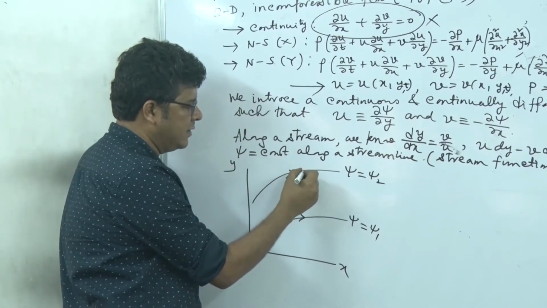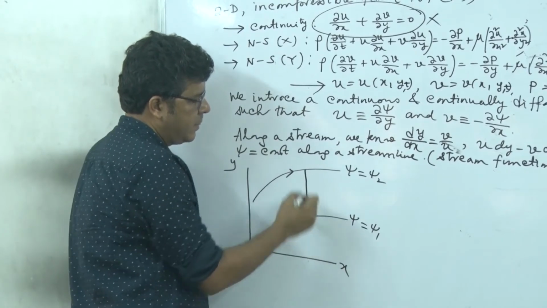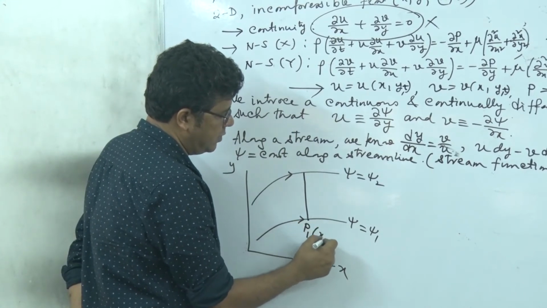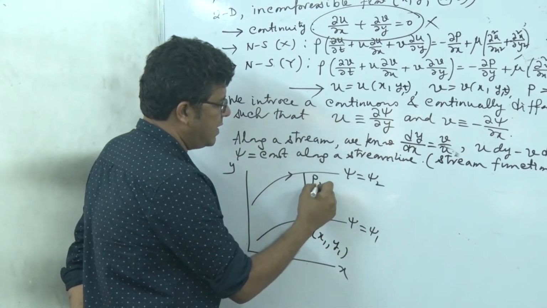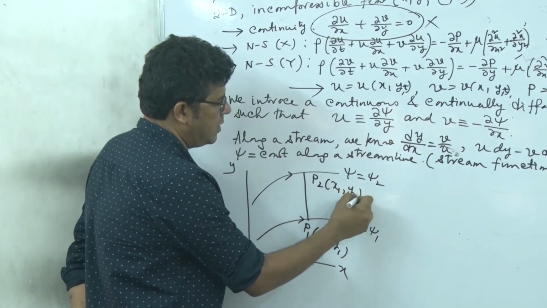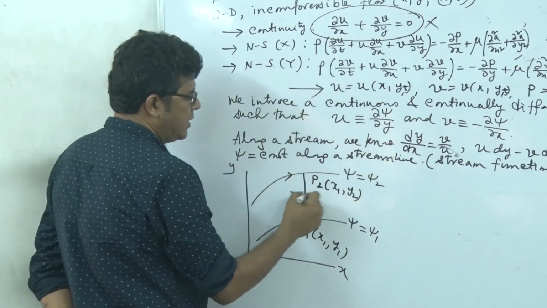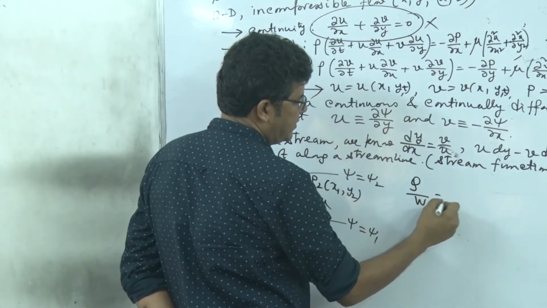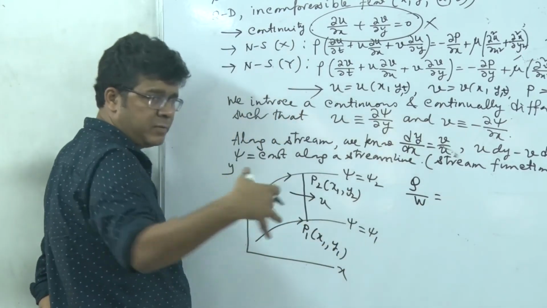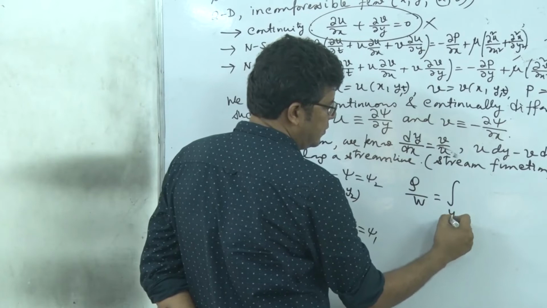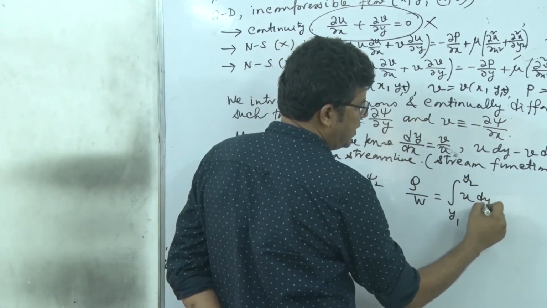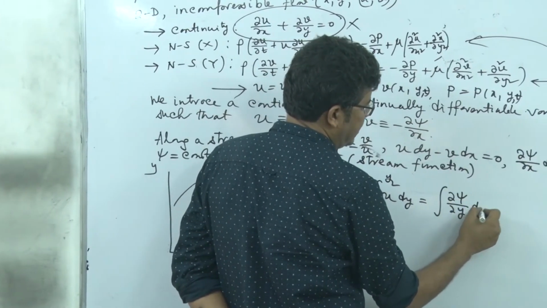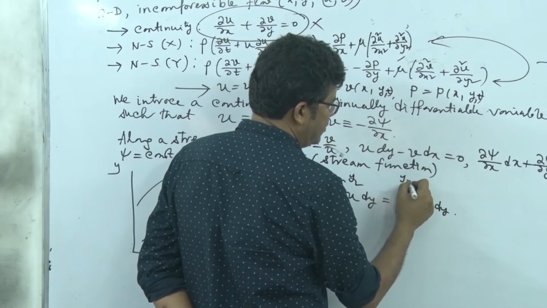So that's why we may consider a plane or vertical line. Let's say P1 is x1 comma y1, and P2 is x1 comma y2, and perpendicular to it we have u. So q per unit depth, where w is the width in this perpendicular direction, is the integral from y1 to y2 of u dy. So you can write it as del xi del y dy from y1 to y2.